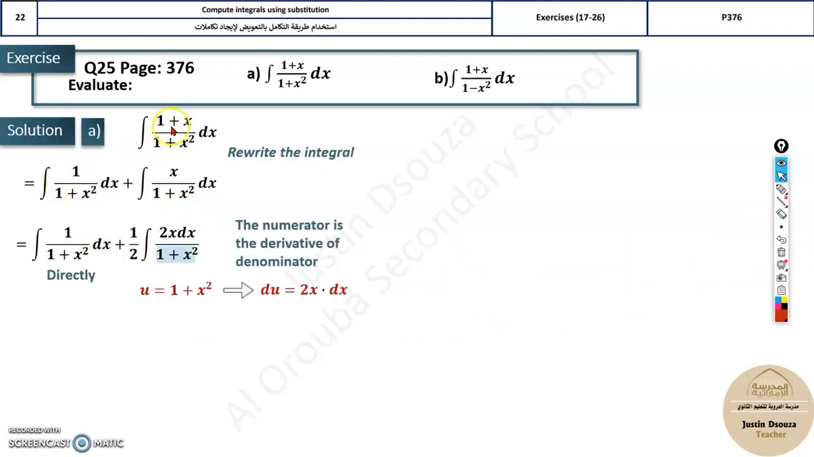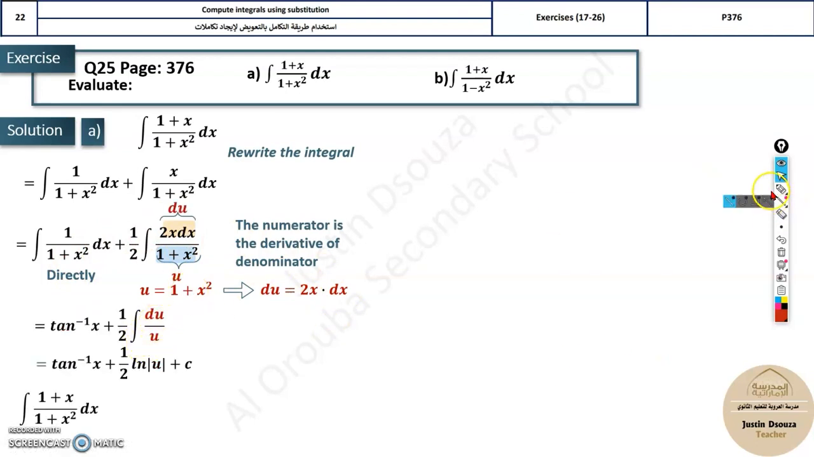We are splitting these terms because if I add 1 by 1 plus x squared with x by 1 plus x squared, I'm going to get 1 plus x divided by the common denominator. So that's why we split it out, and then the left side is directly integrable, that is tan inverse. Left side I can do directly. But the right side I need to do the u substitution, which we just now saw, and when you do the u substitution, this cancels with the below, and this will be du and this will be u. So it will be du by u.